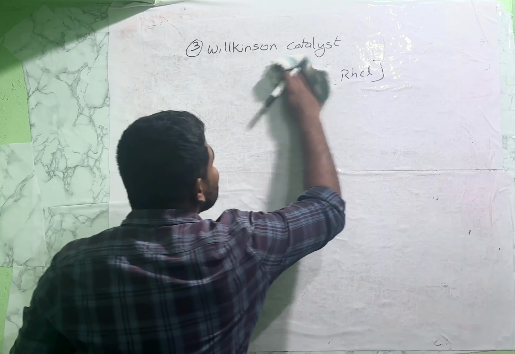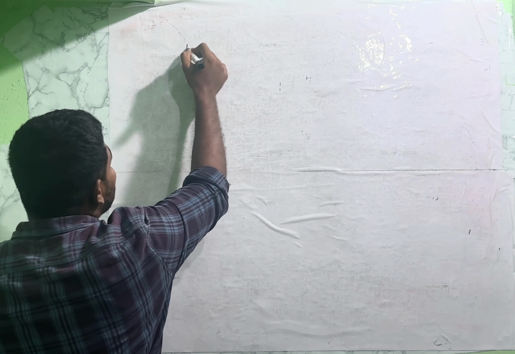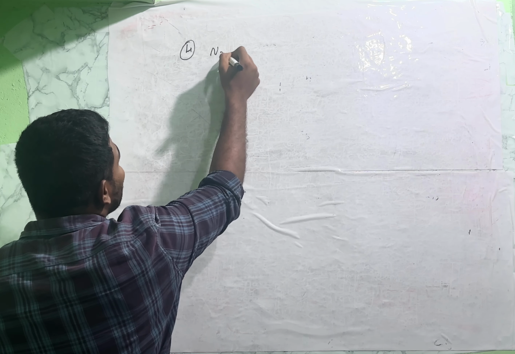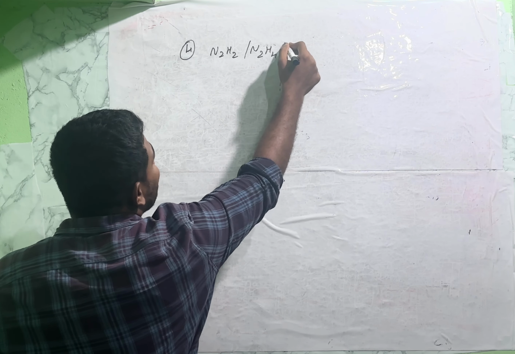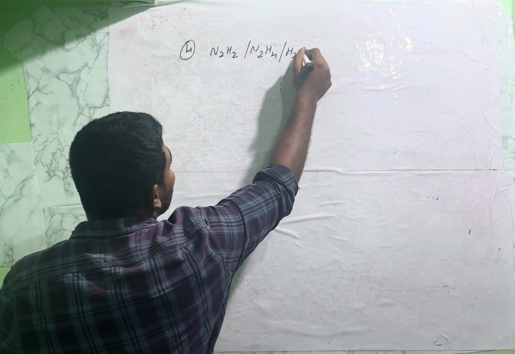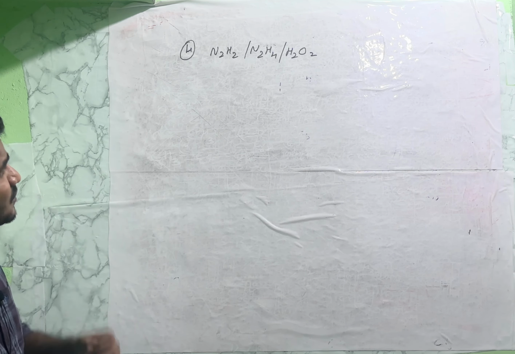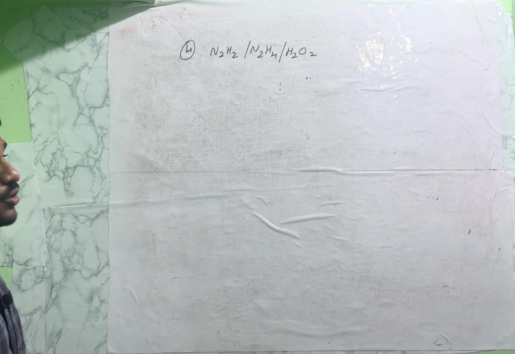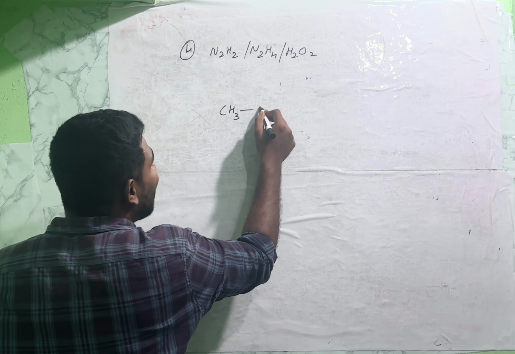Now the next one is another reaction for conversion of alkene to alkane, the diimide reaction, that is N2H2 or N2H4 in the presence of H2O2. N2H4 in the presence of H2O2. Just see here, alkene is converted to alkane.